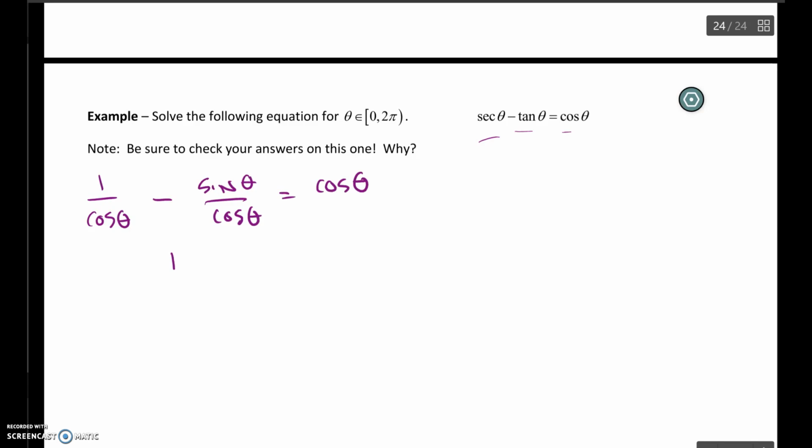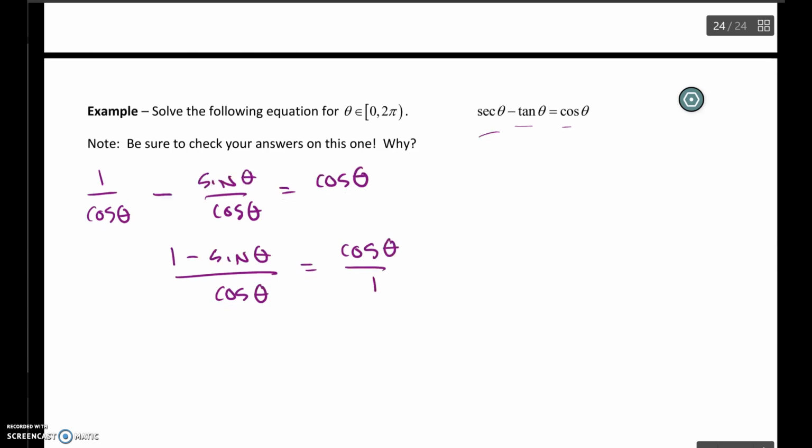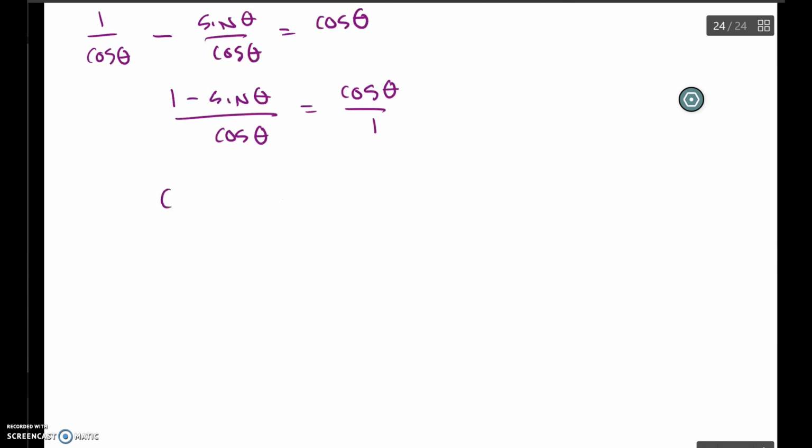So let's get a common denominator here, 1 minus the sine. I guess we already have a common denominator, I'm just combining it. This is cosine theta over 1. Cross multiply: cosine squared theta equals 1 minus sine theta. Now, when you cross multiply, what I'm really doing is multiplying both sides by the cosine theta. When you do that, you could introduce extraneous solutions, so we do have to watch out for extraneous solutions again.